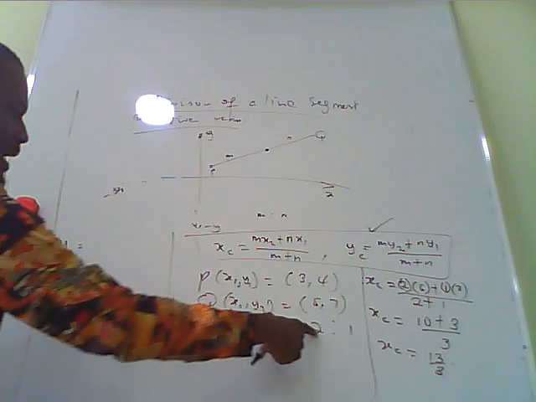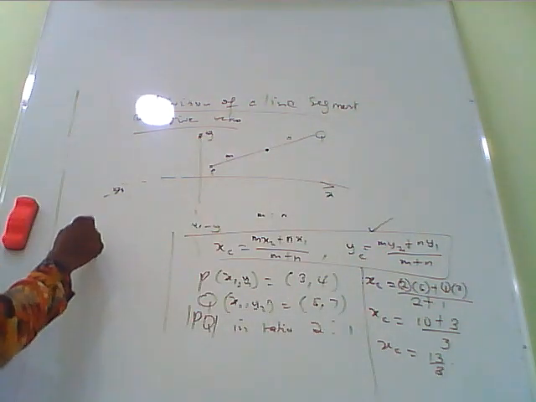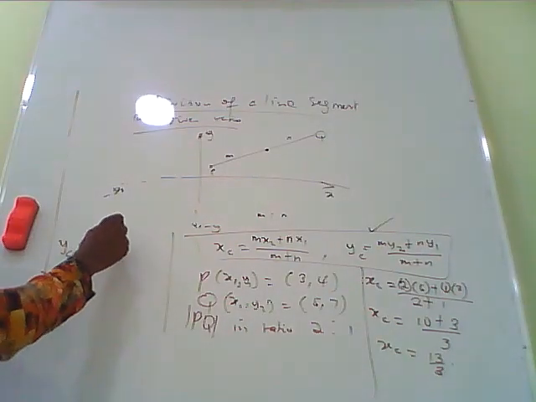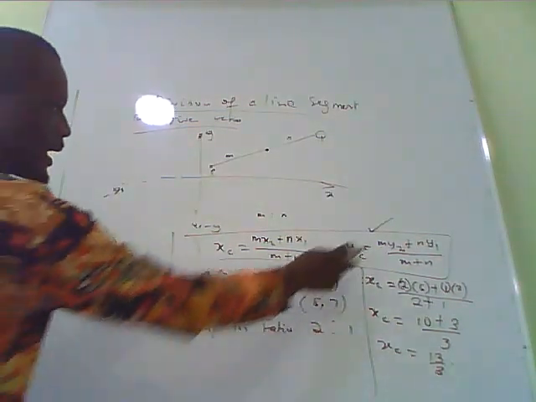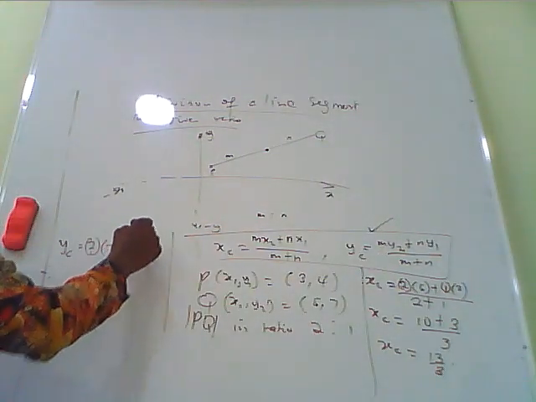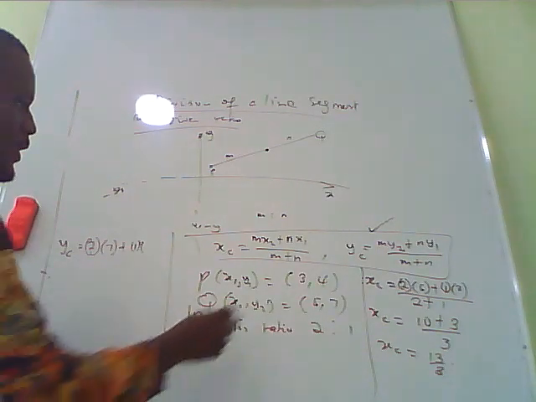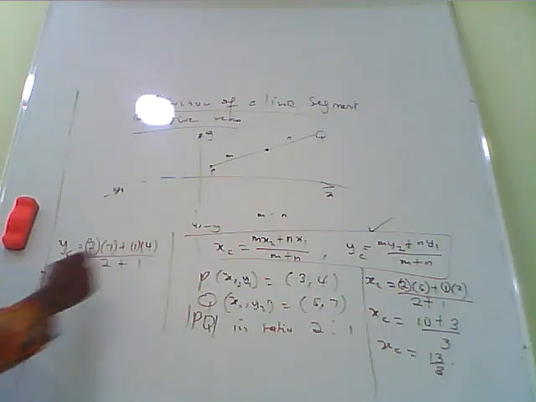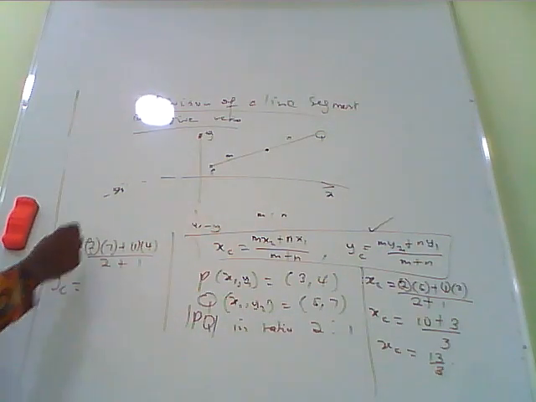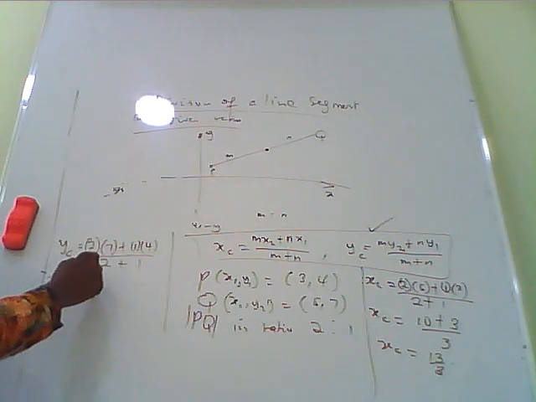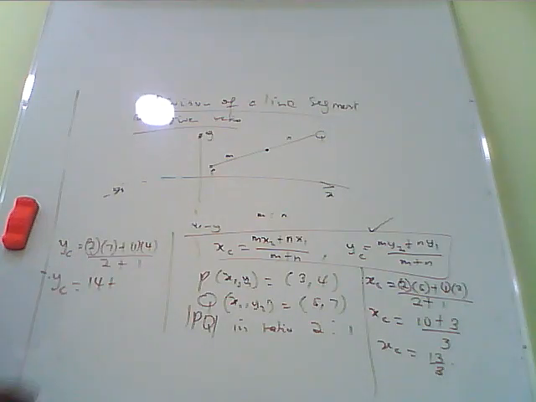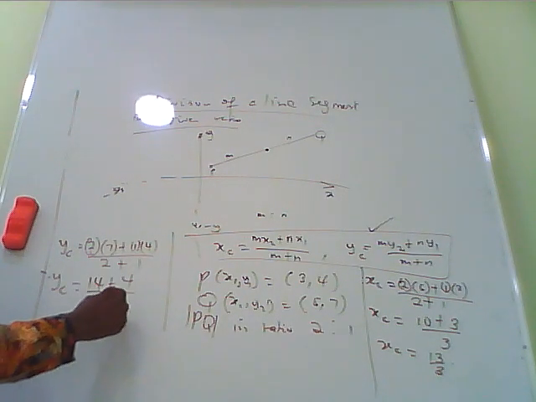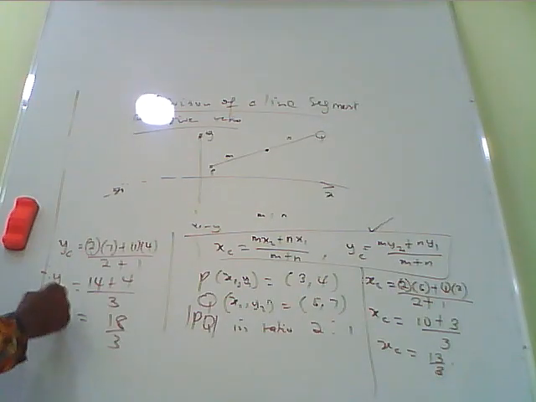So we take m as 2 again. We're going to have 2 into y2, which is 7, then plus your n is 1, and also your y1 is 4, all over 2 plus 1. So simplifying, we're going to have 2 times 7 will give us 14, plus 1 times 4, which is going to give us 18 over 3.